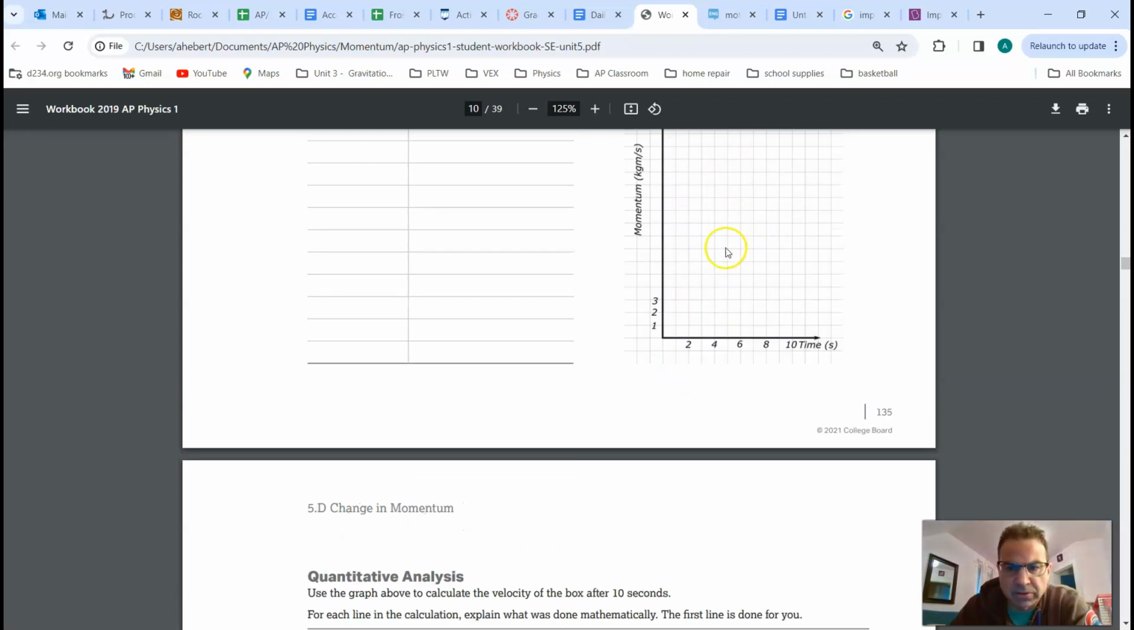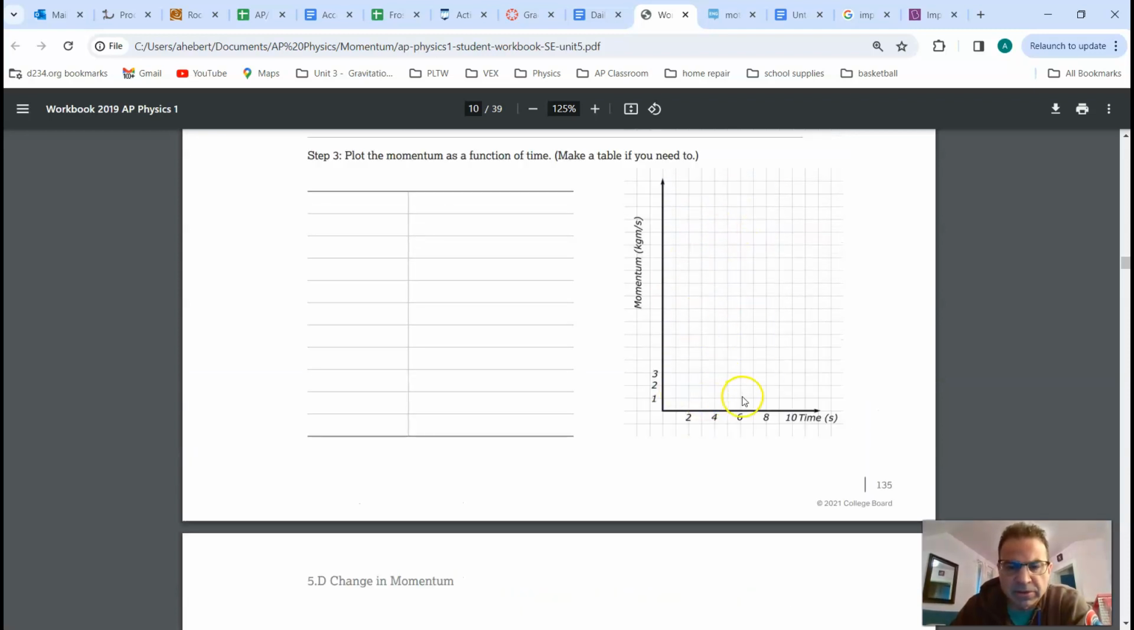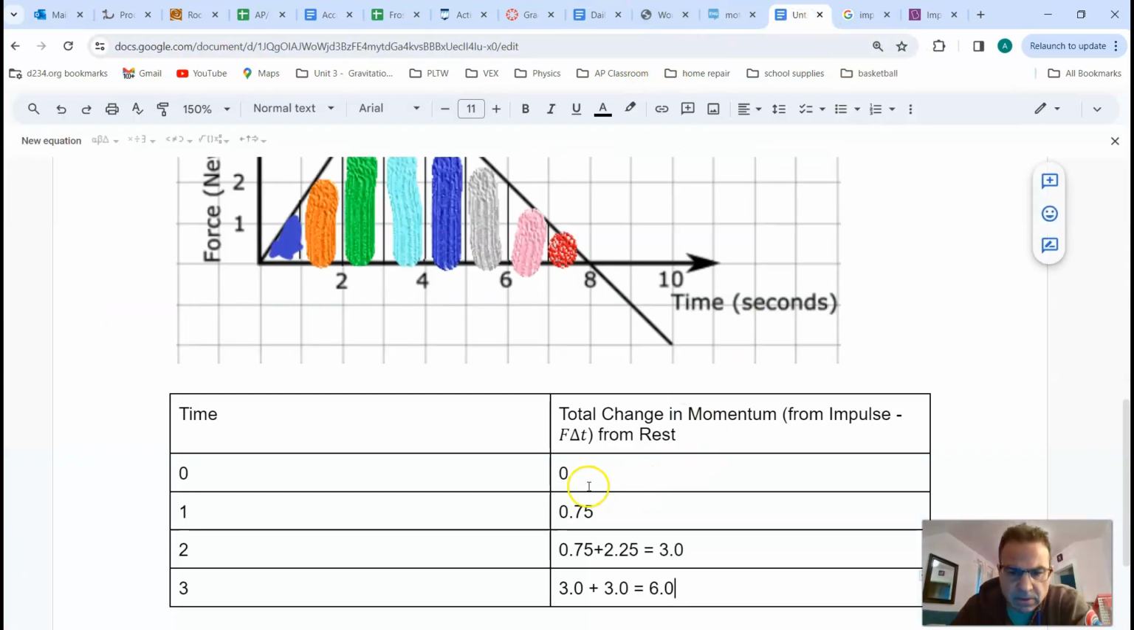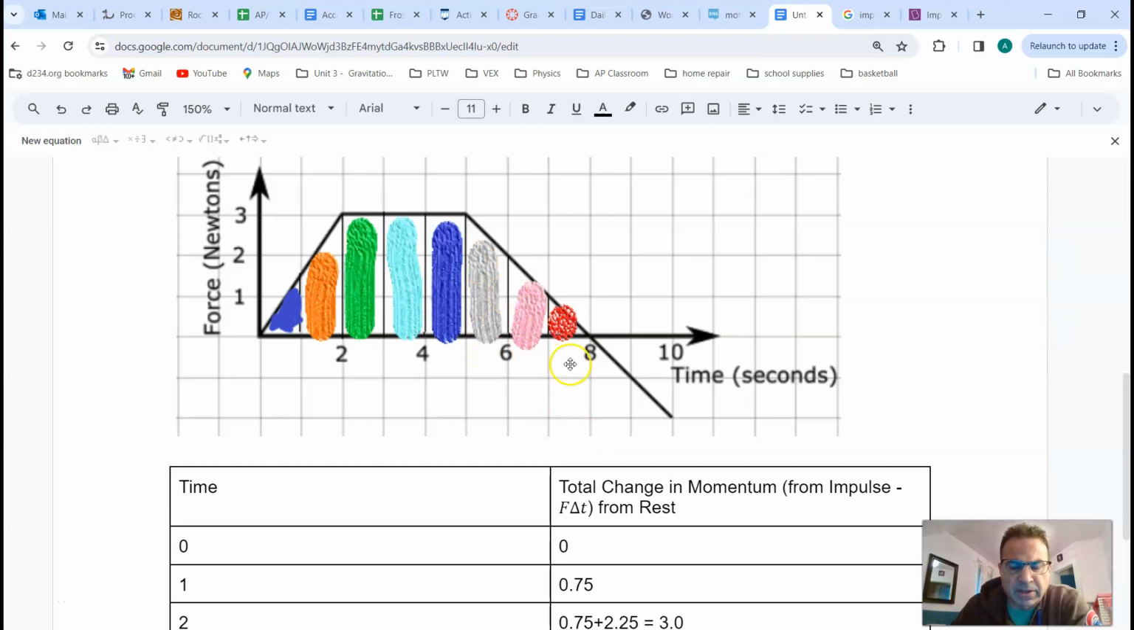So if you're going to use this information to create the graph on this portion right here of the workbook, notice that it's going to be growing. It's going to go 0, then 0.75, then 3, then 6, and then it's going to slow down towards the end. So I think the overall curve should curve and then be linear and then curve. So it should be like an S-shaped curve.